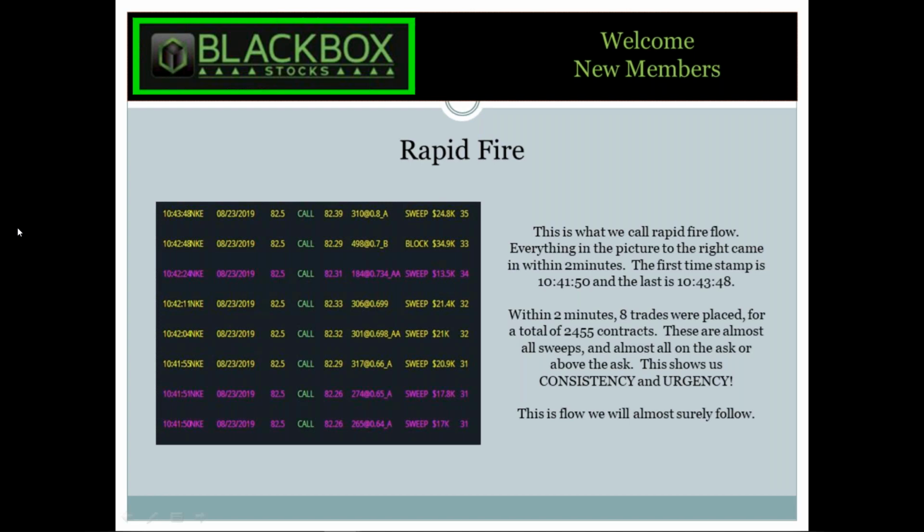So this is 2,455 contracts in 2 minutes. It took 8 trades to do so, but within 8 trades, just boom, boom, boom, they built up almost 2,500 contracts. Why do they want 2,500 contracts within 2 minutes? There's an urgency to get into this trade. That's the type of flow we're looking for. That's unusual. Really quickly, they're building a large position. That's the reason we like this information. We see them doing that. That's the type of stuff we want to follow.